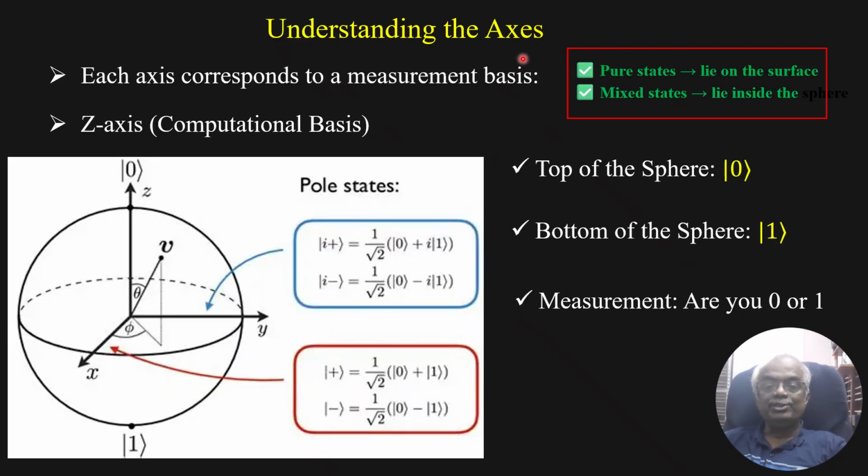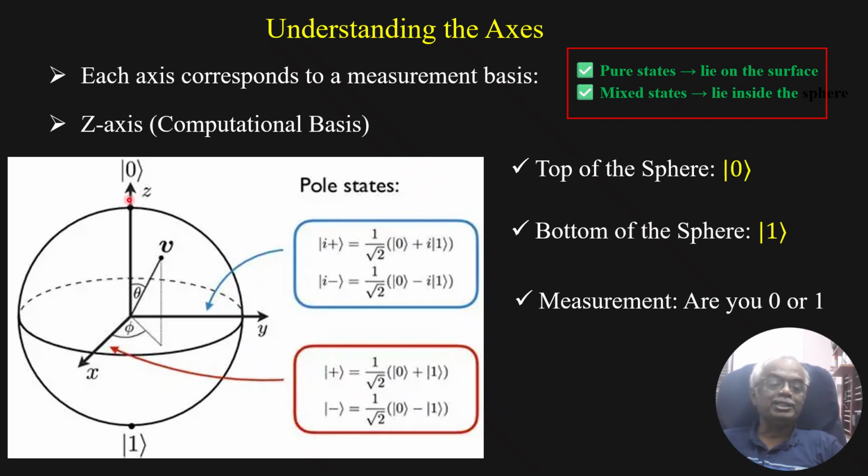Now we will try to understand the axes, that is x-axis, y-axis, and z-axis. Each axis corresponds to a measurement basis. Z-axis is the computational basis. So this vector V inside the sphere is a mixed state, as given in the red color rectangular box, and it is a pure state on the surface. That is a very important point. And I have given the vector. We have the pole states, that is the blue box and the red color box.